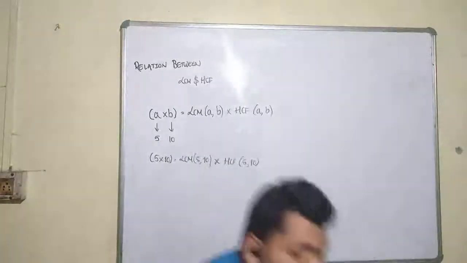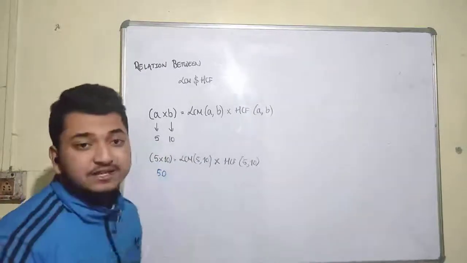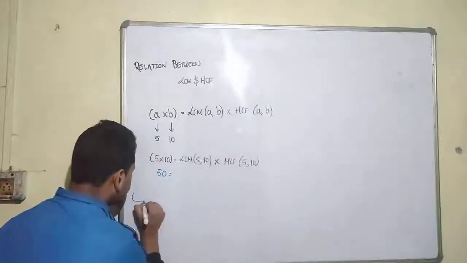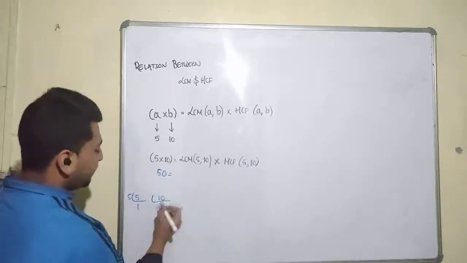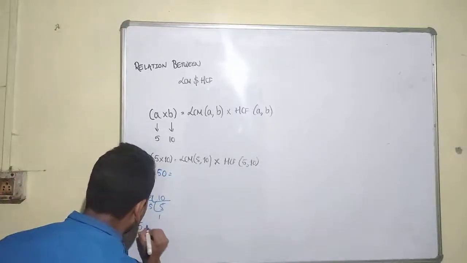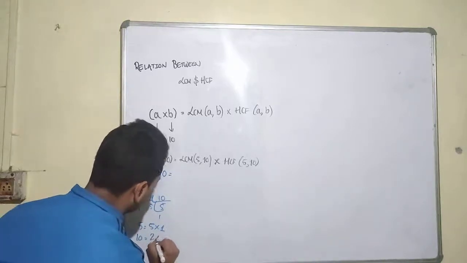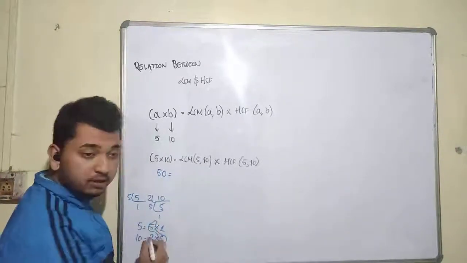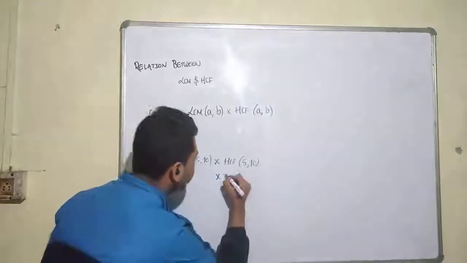Okay, so now 5 into 10 is 50. Now we will find the LCM of 5 and 10 and the HCF of 5 and 10. 5 ones are 5, 2 5s are 10. So 5 equals 5 into 1 and 10 equals 2 into 5. Now in this 5 is common, so HCF will be 5.